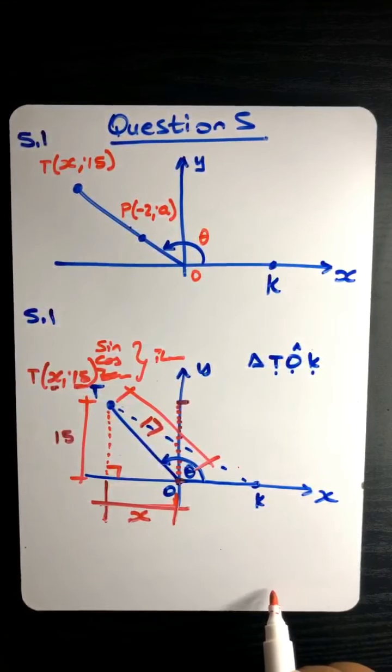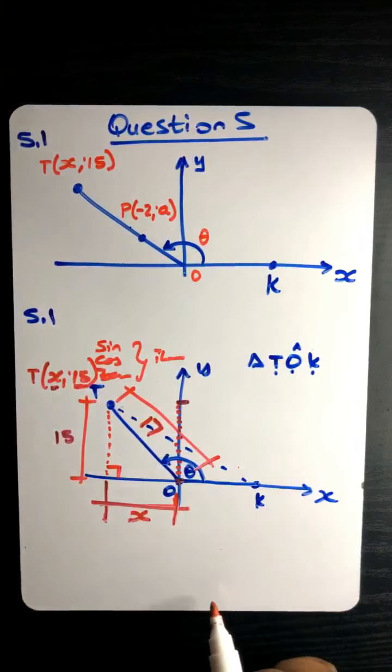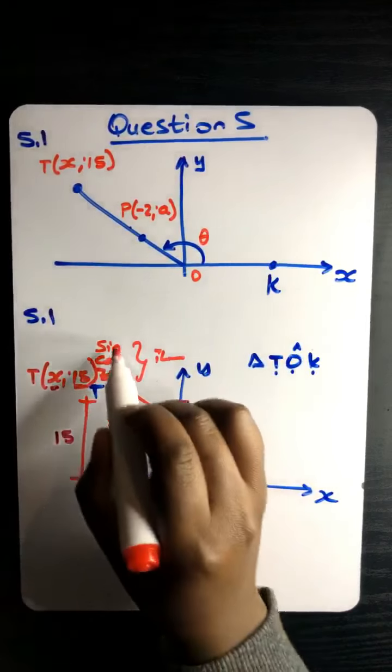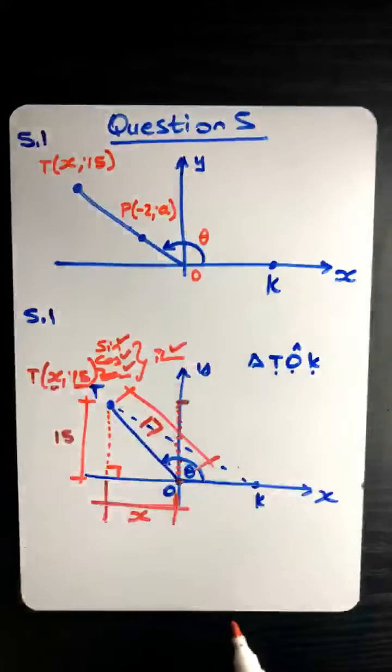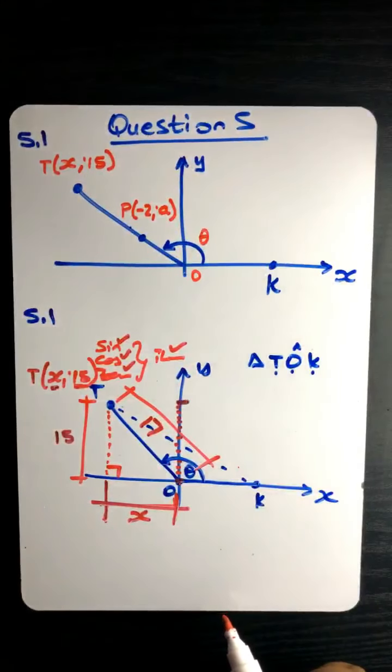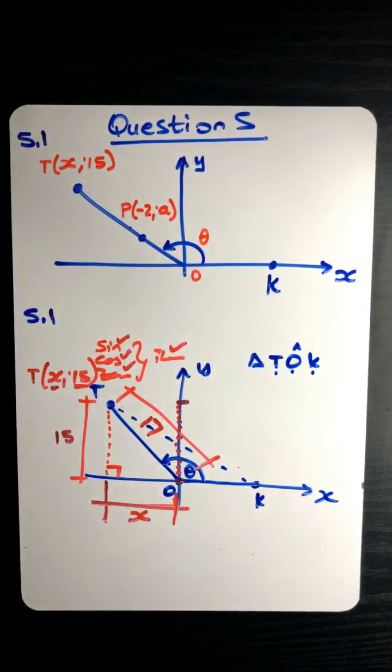So if we had to try and find all the information regarding that right-angled triangle, we might need to use either sine, cos, tan, or the theorem of Pythagoras so that we are able to complete the triangle. Very, very important, ladies and gentlemen, that at all times you pay full attention to all the details.